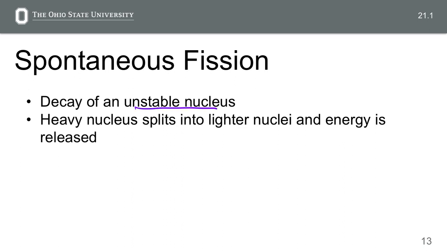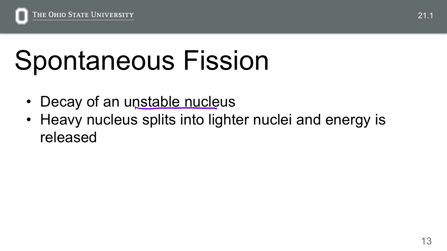Okay, so spontaneous fission. Here we're going to take an unstable nucleus and we're going to see how it decays. Basically what's going to happen is a heavier nucleus is going to split into lighter nuclei and release energy in some form. It may be radiation, it may be in the form of a neutron, something like this.